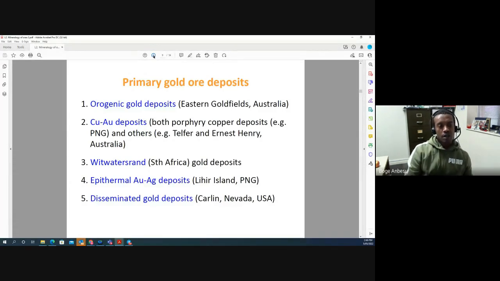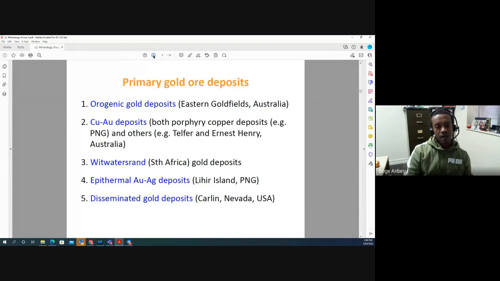Some gold deposits have a very significant amount of silver in them, and they're referred to as epithermal deposits. In those types of deposits, we're recovering both the gold and the silver as a byproduct because they contain a substantial amount of silver.